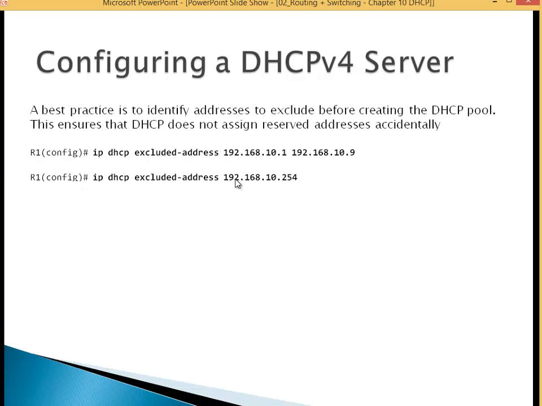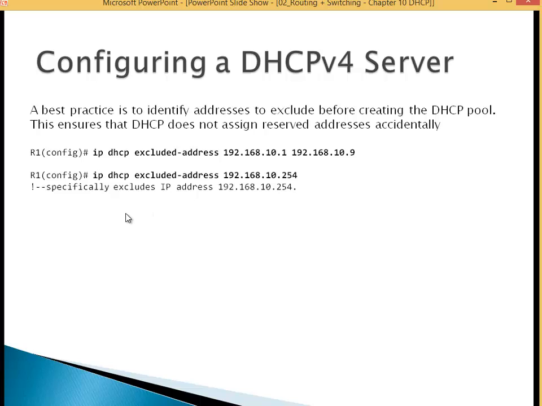Or you can exclude them one address at a time. For example, if they are not consecutive, not in the range, you can say one address at a time. Say 192.168.10.254, so specific addresses. And you can have multiple lines, multiple of these specific addresses.